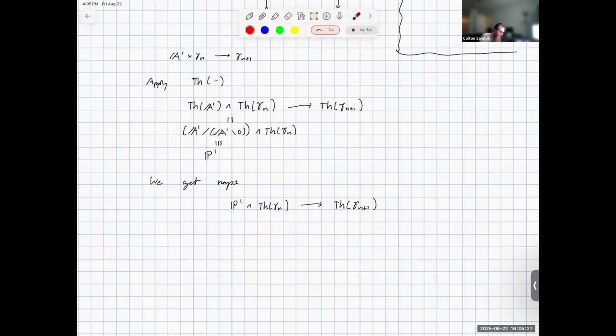We already saw before that these Gamma n's are the universal bundles over BGLn. And we already saw when we did topological K theory and algebraic K theory that BGLn is the algebraic replacement for BUn, and then this Gamma n is the replacement for EUn, the total space.